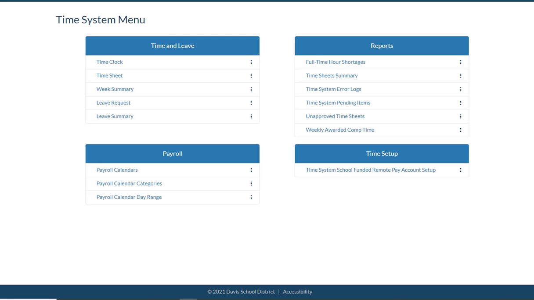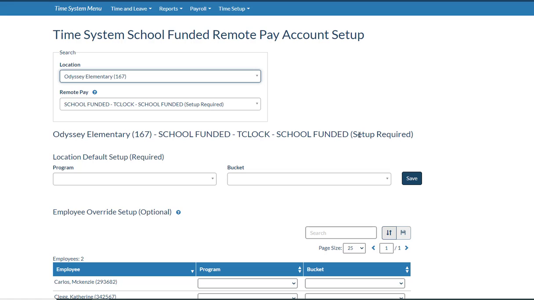We are going to go over the Time System School Funded Remote Pay Account Setup. You're going to find that over here in Time Setup. This is for secretaries to come in and set up which accounts they want their school funds to be paid out of. When we click on that, if you're seeing where it says Setup Required, that means you have to set a default account.